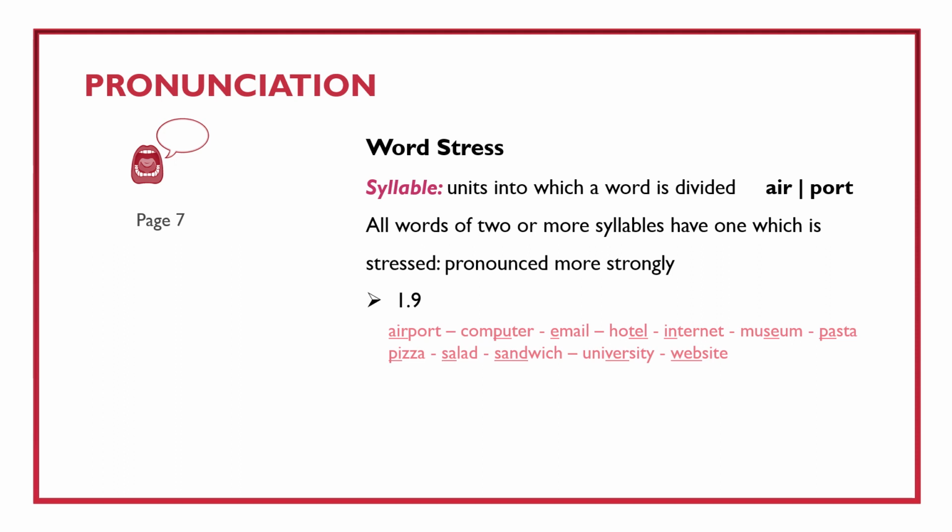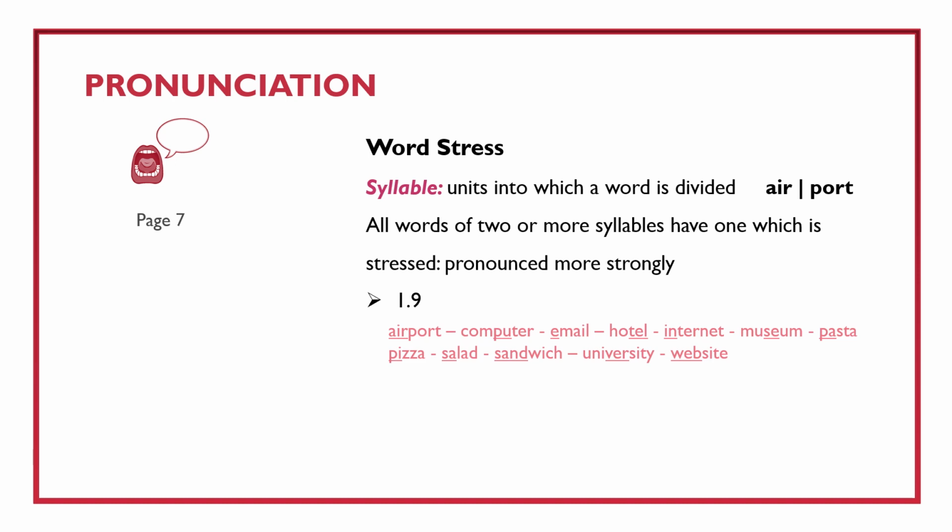Email, technology. Hotel, places. Internet, very good, technology. Museum, places. Pasta, food. Pizza, food. Salad, food. Sandwich, food again. University, places. And website, good job, technology.